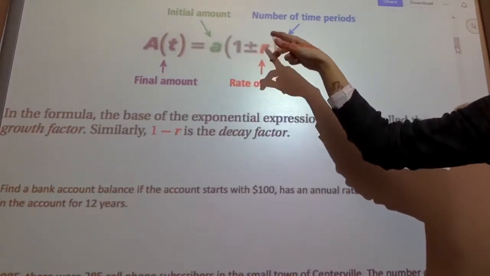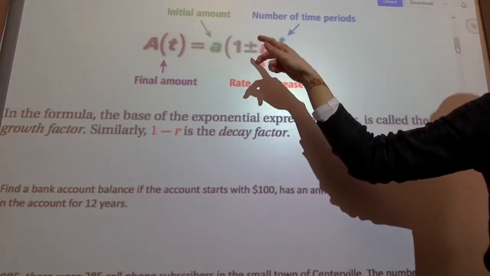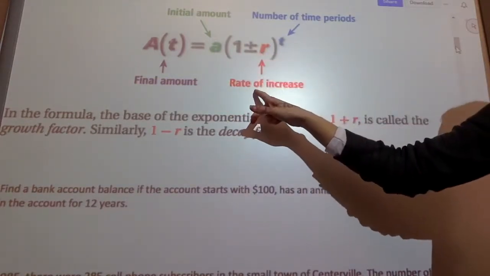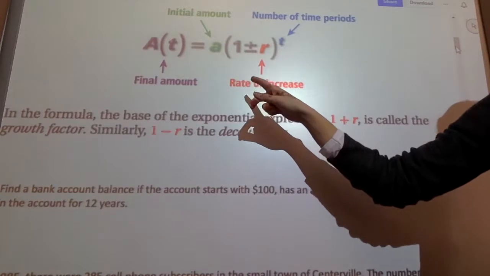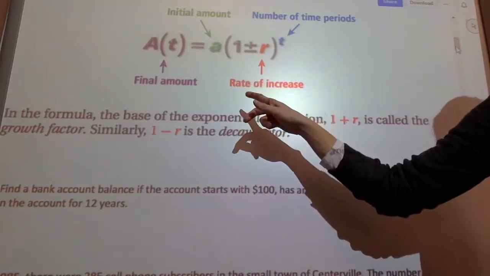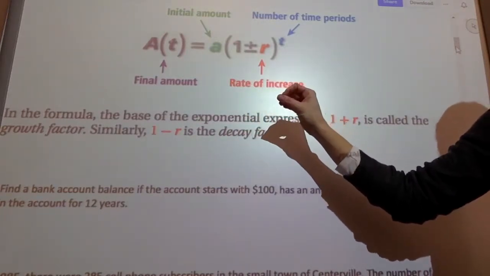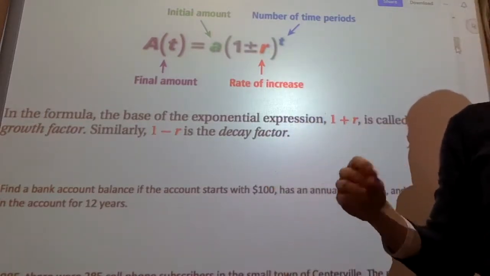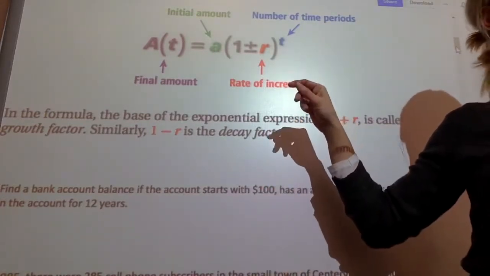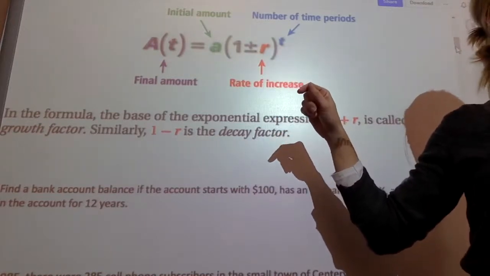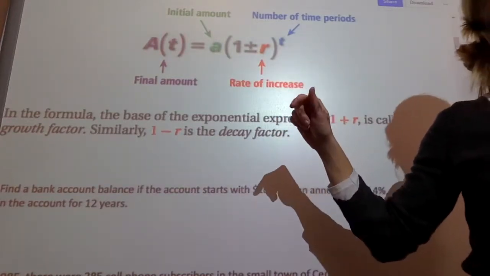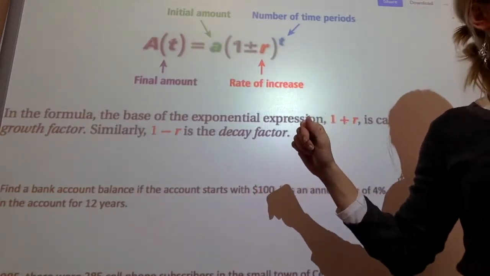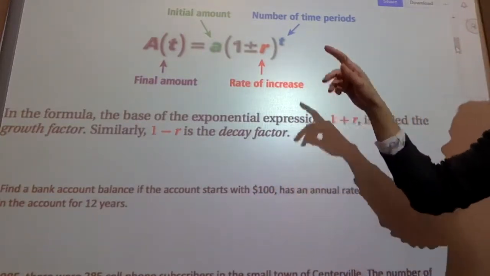You're going to use the plus if it's an increase. You're going to use the subtraction if it's a decrease. R is your rate. Rate is usually a percent, so 20%, 35%, but you never put a percent into a formula. You always put the decimal. So if I had 20%, what would R be? 0.2, right? If I had 8%, what would R be? 0.08. You move the decimal 2 places to the left.